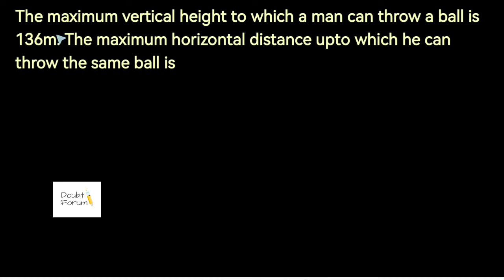We have this question today. The maximum vertical height to which a man can throw a ball is 136 meters. Now we have to calculate the maximum horizontal distance up to which he can throw the same ball.